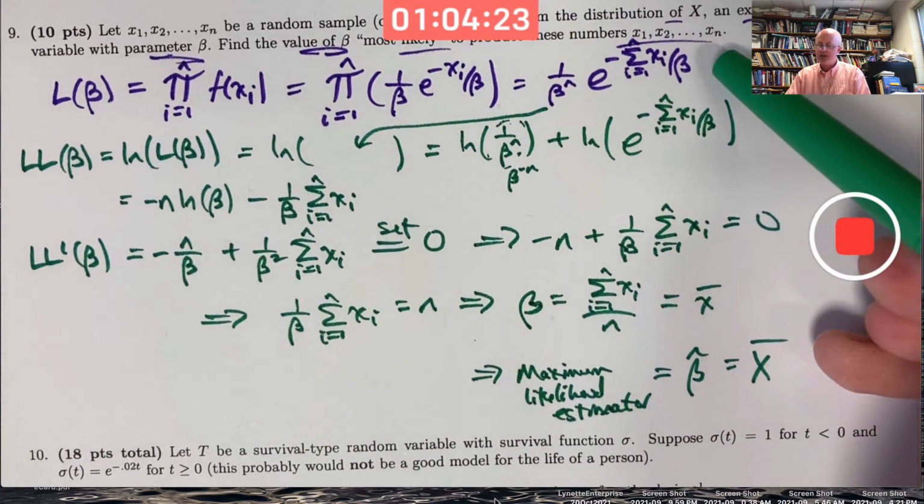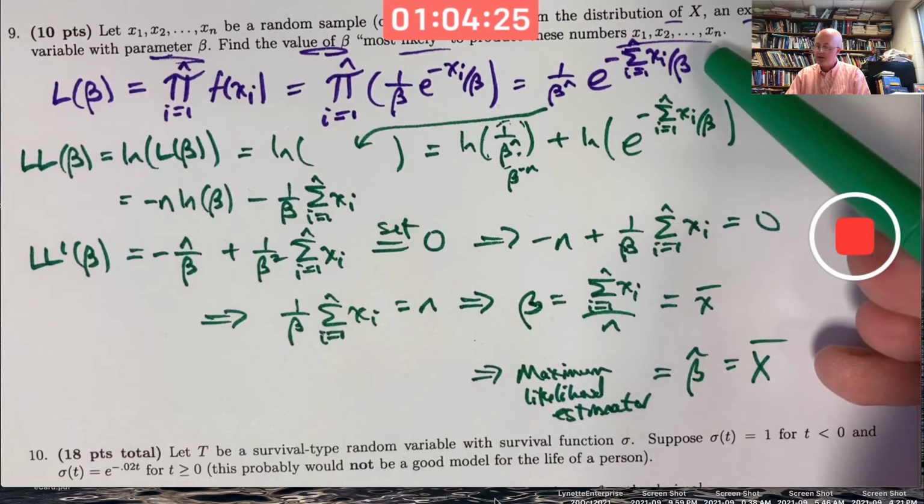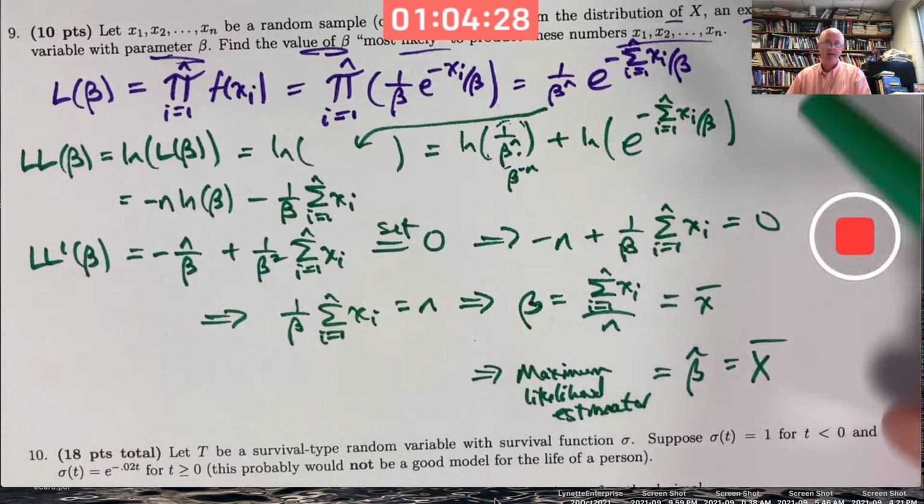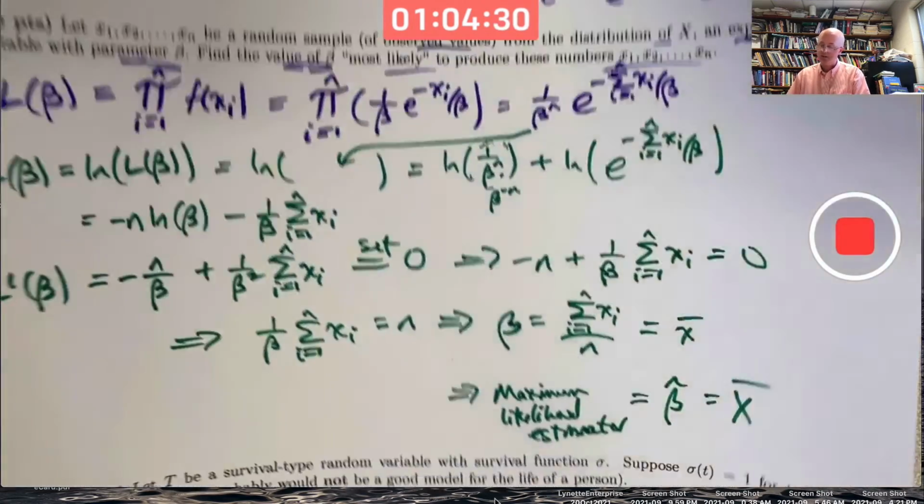Could we do this by differentiating the likelihood function itself? Maybe, but I don't want to try it. And certainly not for this video.